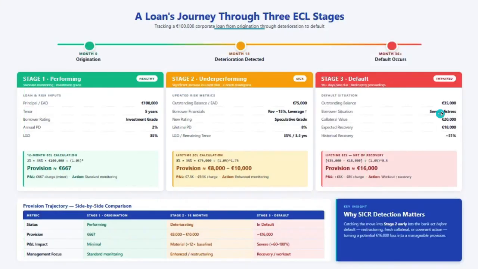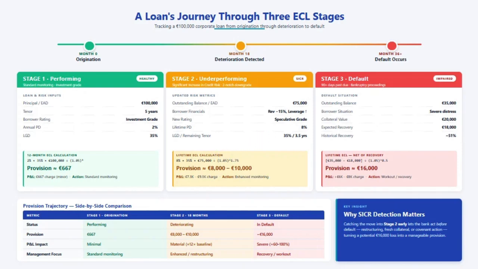So let me give you a concrete example of how the three-stage ECL model works in practice, because this will anchor your understanding as well. Imagine a bank originates a 100,000 corporate loan. At origination, this borrower has strong fundamentals and an investment-grade rating, and the bank estimates a 2% annual probability of default with 35% LGD.